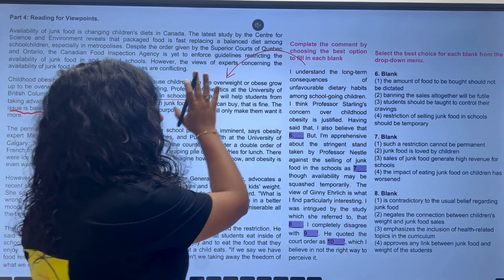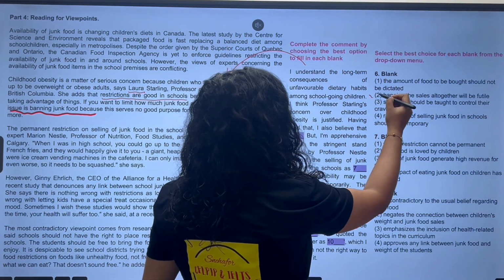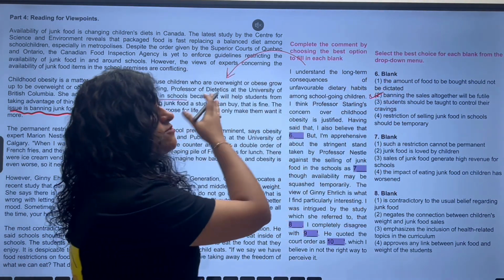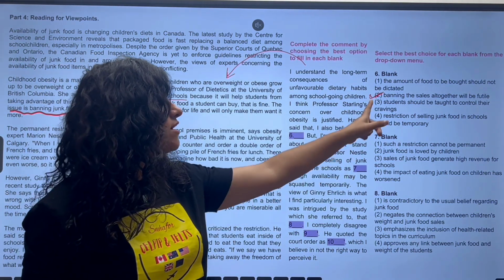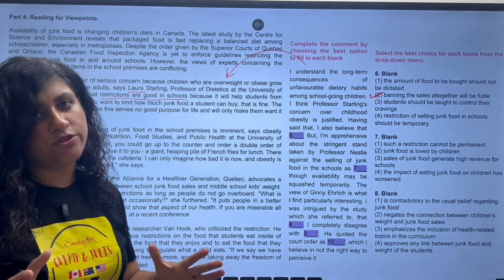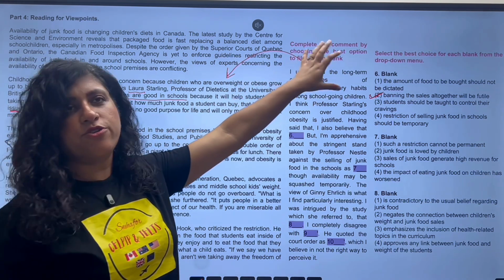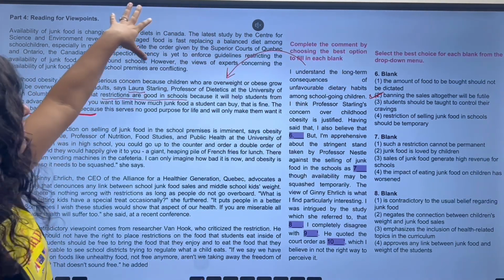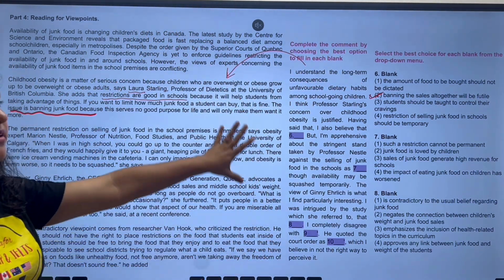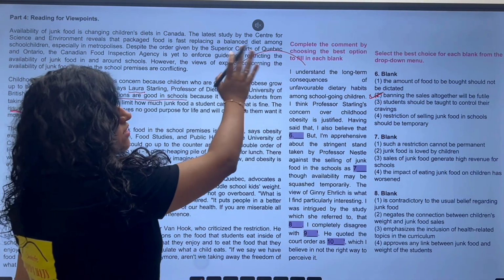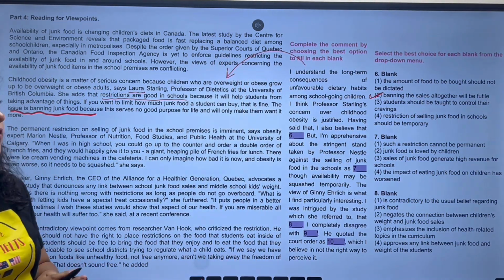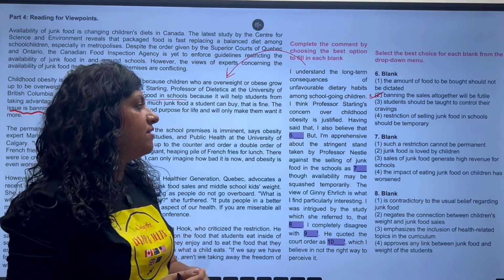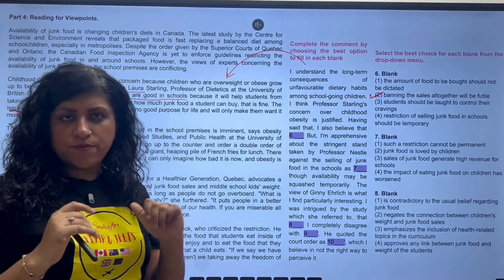So clearly, this is the viewpoint of Professor Laura as well. So if the reader agrees with Professor Laura's viewpoint, he will also say the same thing, that I also believe that banning the sales altogether will be futile. So you have to understand the viewpoint of the reader. Remember the viewpoints that you already read previously, build a logical connection and choose the correct answer. So this is how you solve the fill in the blanks related to part 4.